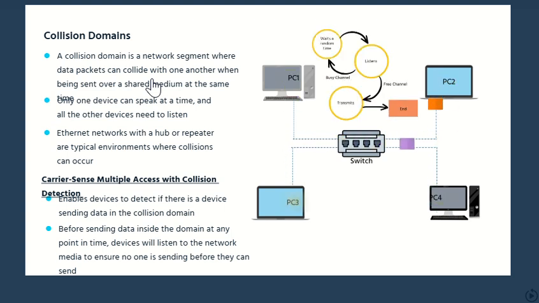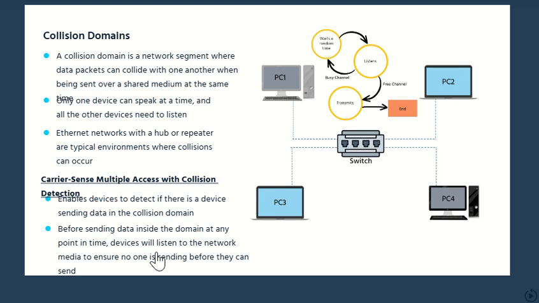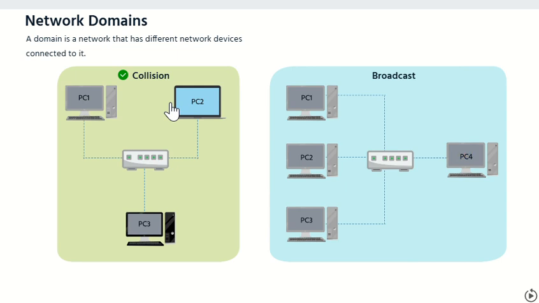This improvement enables devices to detect if there is a device sending data in the collision domain. Using CSMA/CD, before sending data inside the domain at any point in time, devices will listen to the network media to ensure no one is sending before they can send. In the case of a collision, the device notices and sends a jam frame, waits for a while before sending it again. Select the next option.